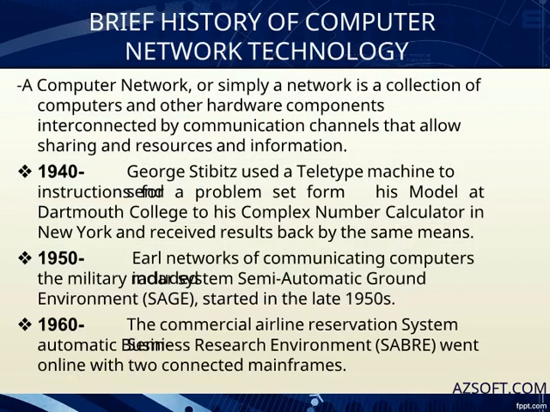In 1940, George Stibitz used a teletype machine to send instructions for a problem set from his model at Dartmouth College to his complex number calculator in New York and received results back by the same means. 1950, early networks of communicating computers included the military radar system Semi-Automatic Ground Environment, SAGE, started in the late 1950s. 1960, the commercial airline reservation system Semi-Automatic Business Research Environment, SABRE, went online with 2 connected mainframes.